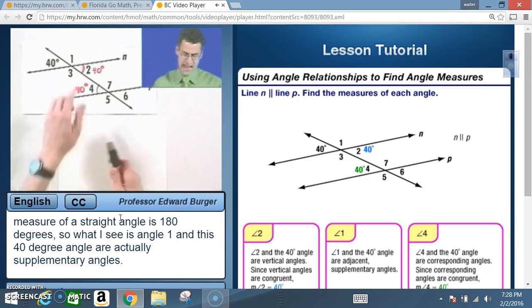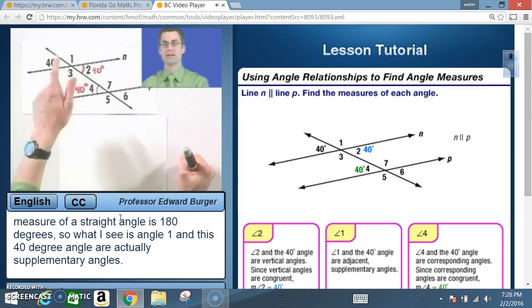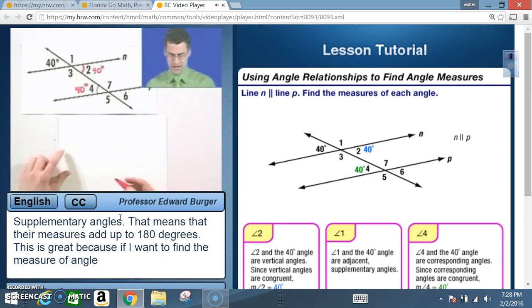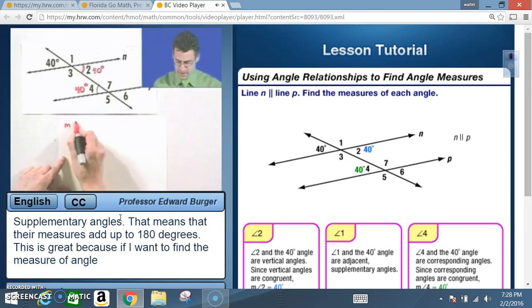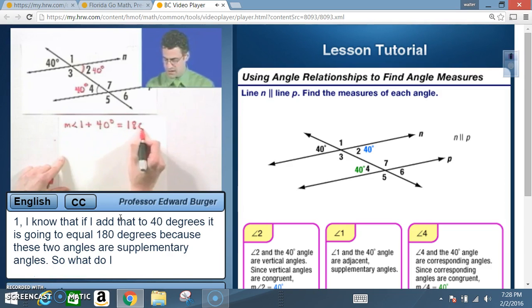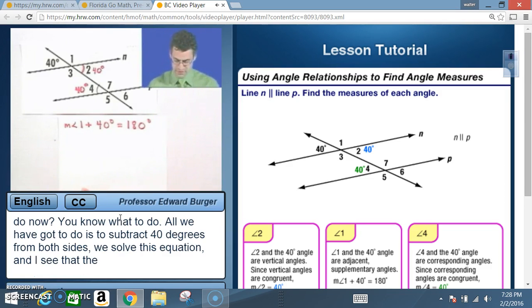So angle 1 and this 40-degree angle are supplementary angles. That means that their measures add up to 180 degrees. This is great, because if I want to find the measure of angle 1, I know that if I add that to 40 degrees, that's going to equal 180 degrees because these two angles are supplementary. So what do I do now? Well, we know what to do. All we've got to do is subtract 40 degrees from both sides. We solve this equation.